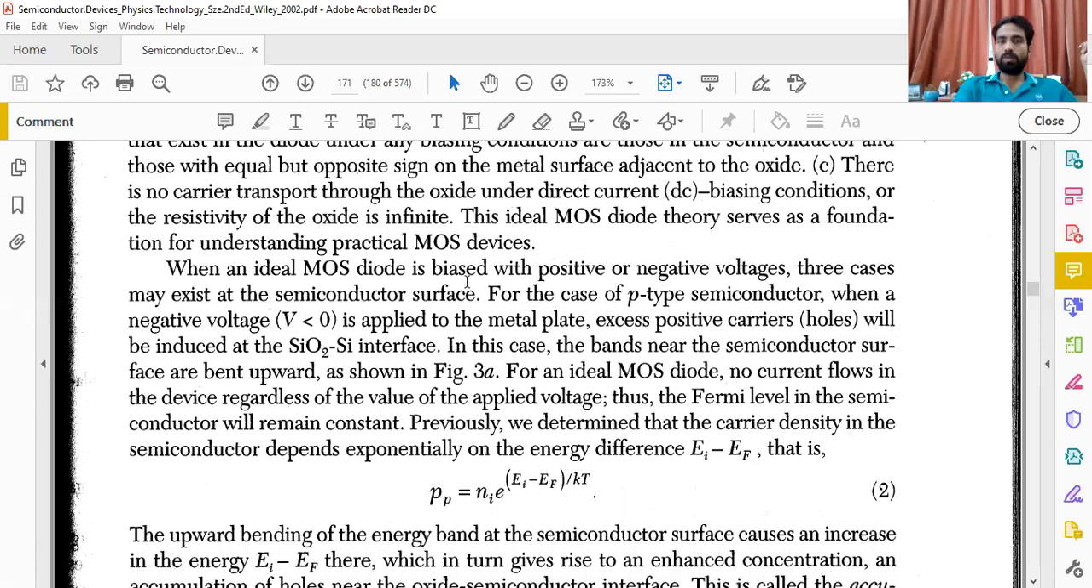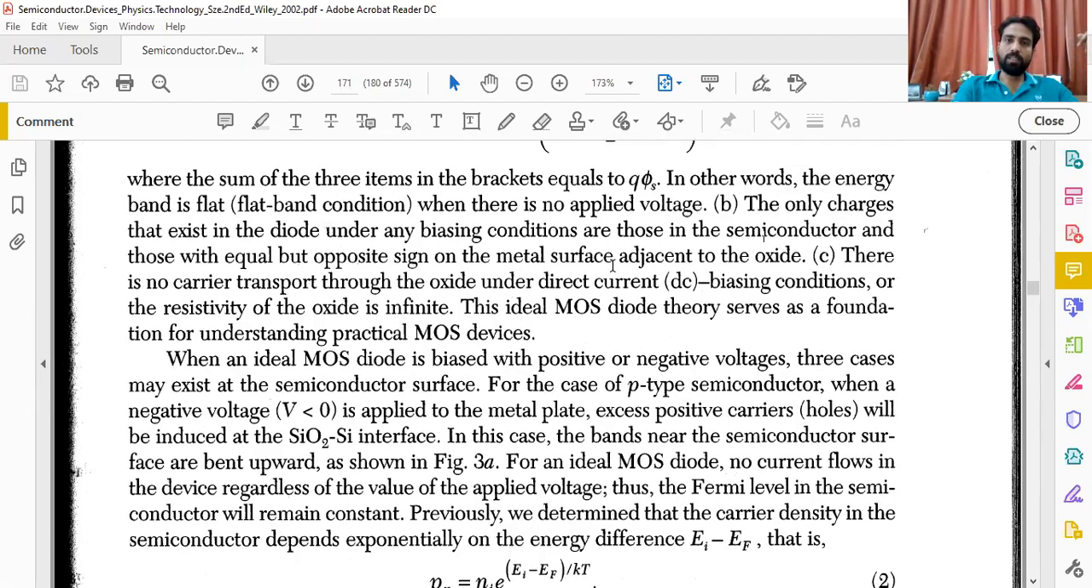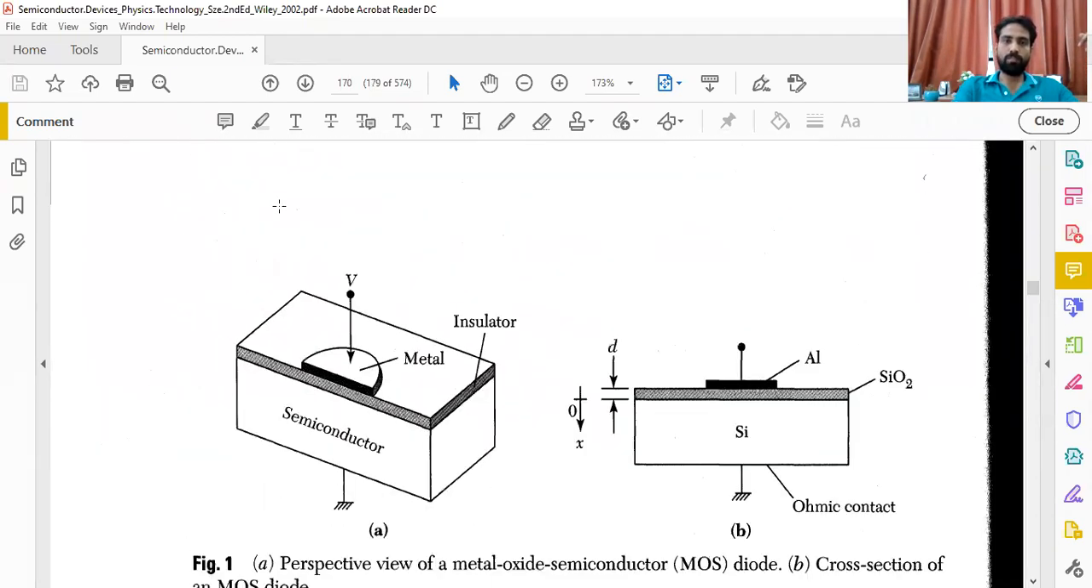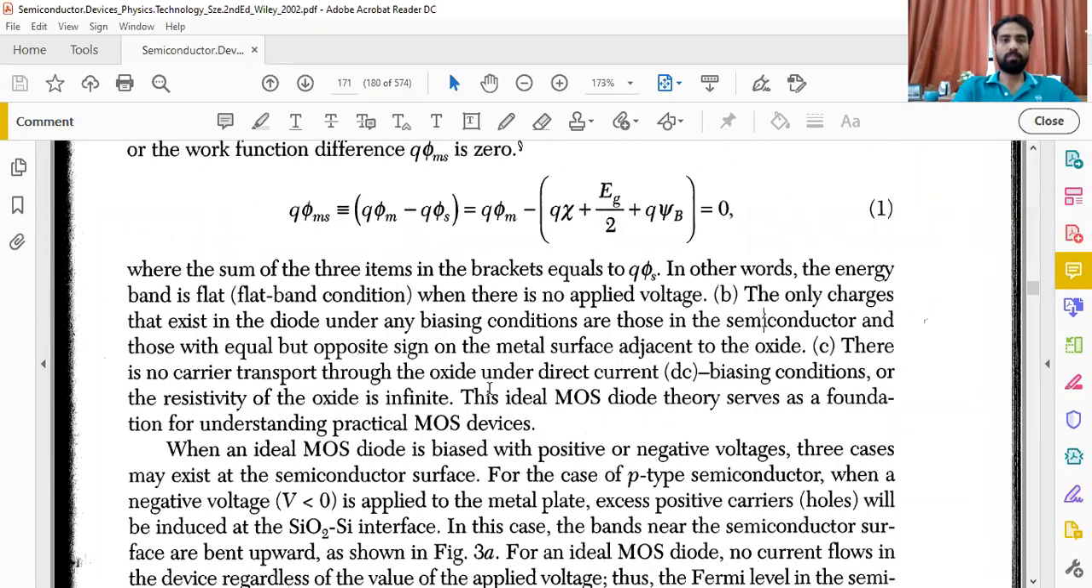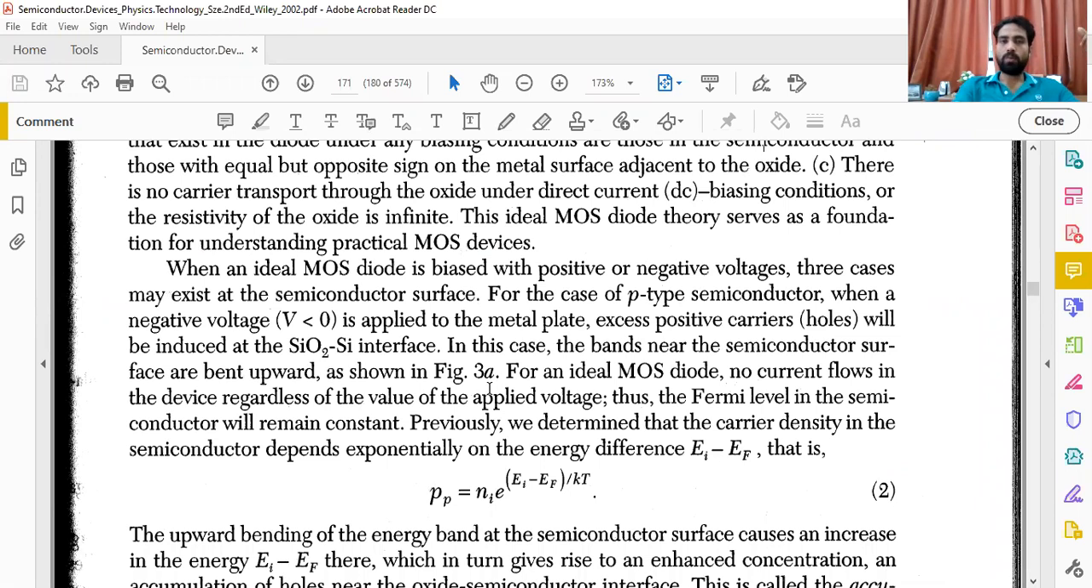Now, when an ideal MOS diode is biased with positive or negative voltage, we have a V terminal here, and this V terminal can be connected to a positive voltage or a negative voltage. So when an ideal MOS diode is biased with positive or negative voltages, three cases may exist at the semiconductor surface. For the case of a p-type semiconductor, when a negative voltage is applied to the metal plate, excess positive carriers will be induced at the SiO2-Si interface.